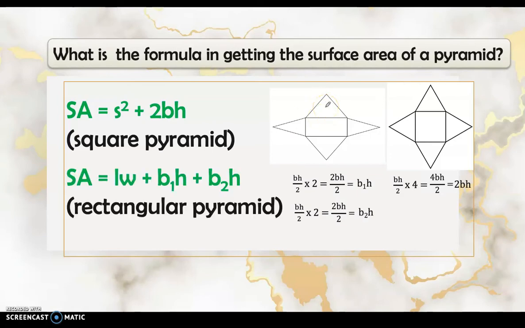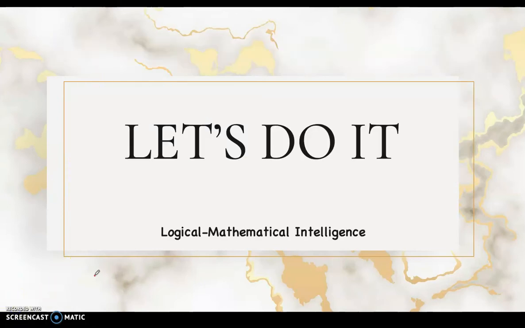Therefore, for the surface area of a rectangular pyramid, we have length times width. This is the base of the pyramid. Then base 1 times height is the area of the two triangles here, and base 2 times height is the area of these two triangles here. So if the pyramid is a rectangular pyramid, you use this formula, and if it is a square pyramid, you use this formula. Let's have more examples.